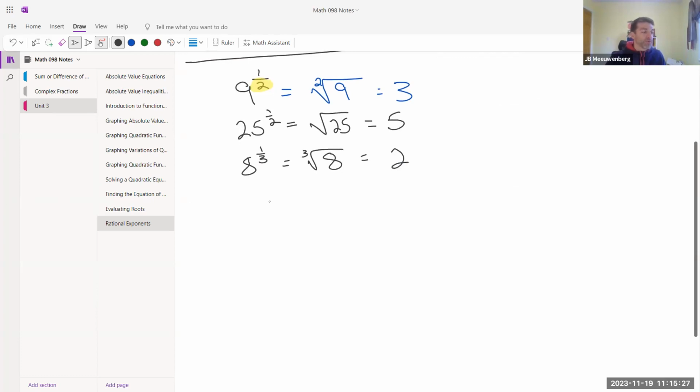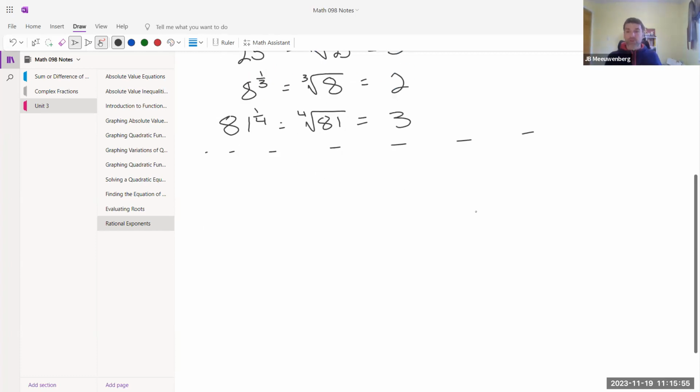We could even put a 4th root. How about 81 to the 1/4 exponent, I should say. So take a moment, see if you can figure that out. 81 is our base, 4th root. Did you figure out that that is 3? 3 times 3 times 3 times 3 is 81. That's right.